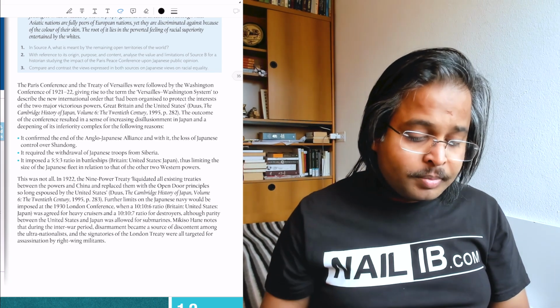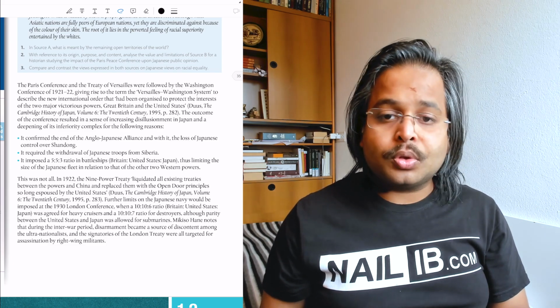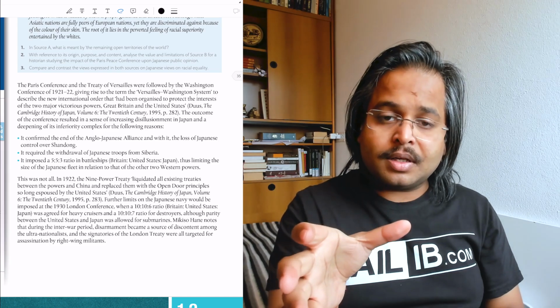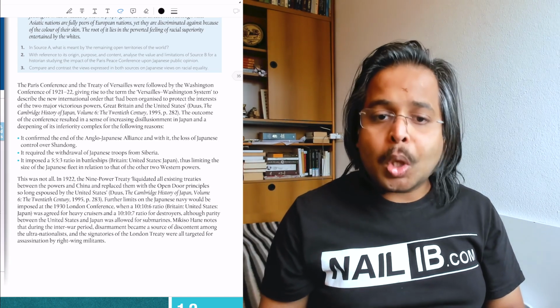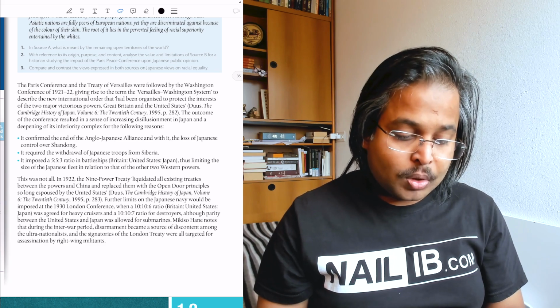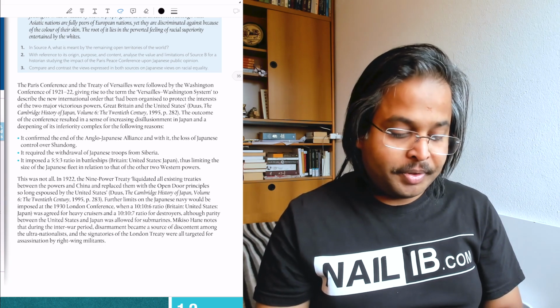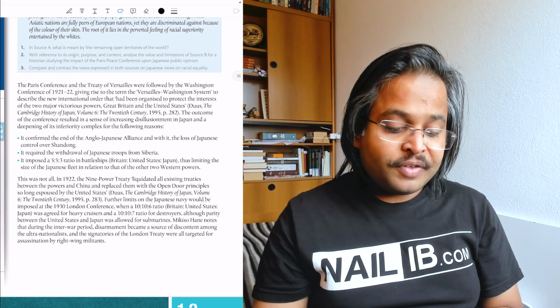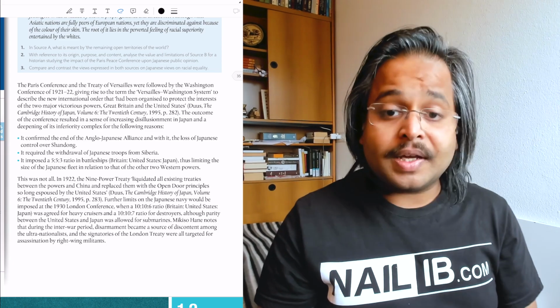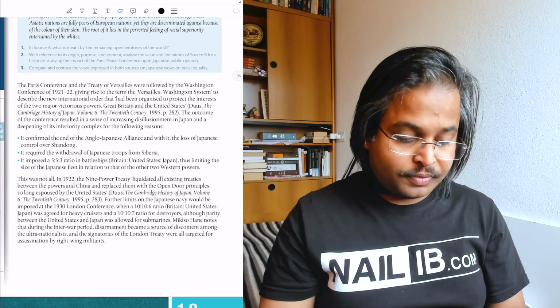It confirmed the end of the Anglo-Japanese alliance, and with it the loss of Japanese control over Shandong. So the fact that the US and Britain together had signed an alliance shows that Japan was no longer a wanted ally of Britain, and it also meant the loss of Japanese control over Shandong, because that was something that had been ensured by Britain so far. It required the withdrawal of Japanese troops from Siberia as well. So another region that they had controlled for so long, now they were out of it.